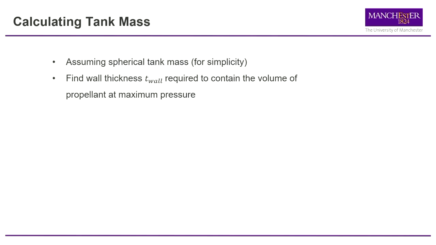I want you guys to go away and maybe do the slightly more complicated versions of this. We're going to make the assumption that we're going to use a spherical tank, and we're going to try and work out what the wall thickness of that tank would be. Okay, so this is essentially going back to basic structures. Hopefully you covered this in, I think, second year. And we're going to base that on the maximum pressure that that propellant would be stored at.